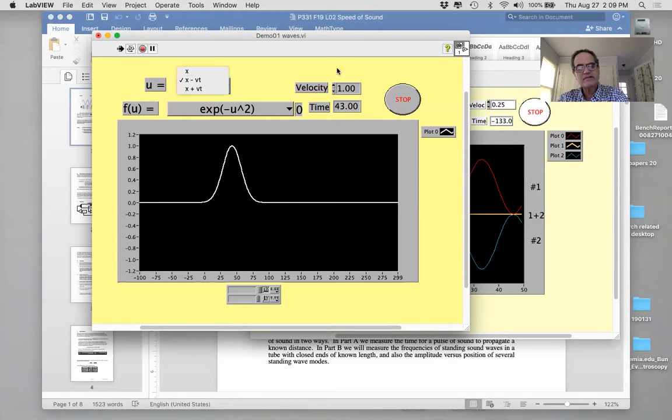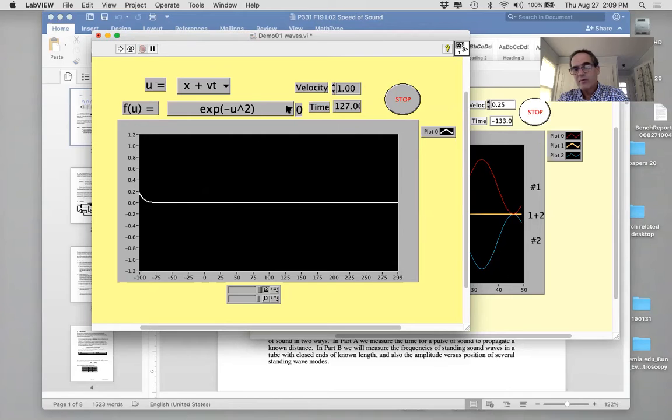If we change our function to x plus vt, things will change in a kind of obvious way. Can you guess what will happen? That's right. Now we'll get a wave that moves to negative x instead of positive x.